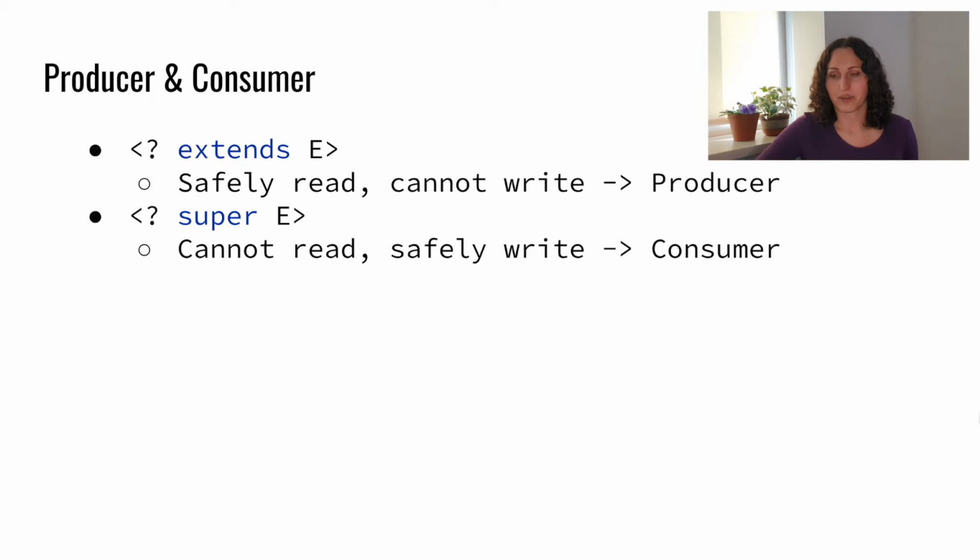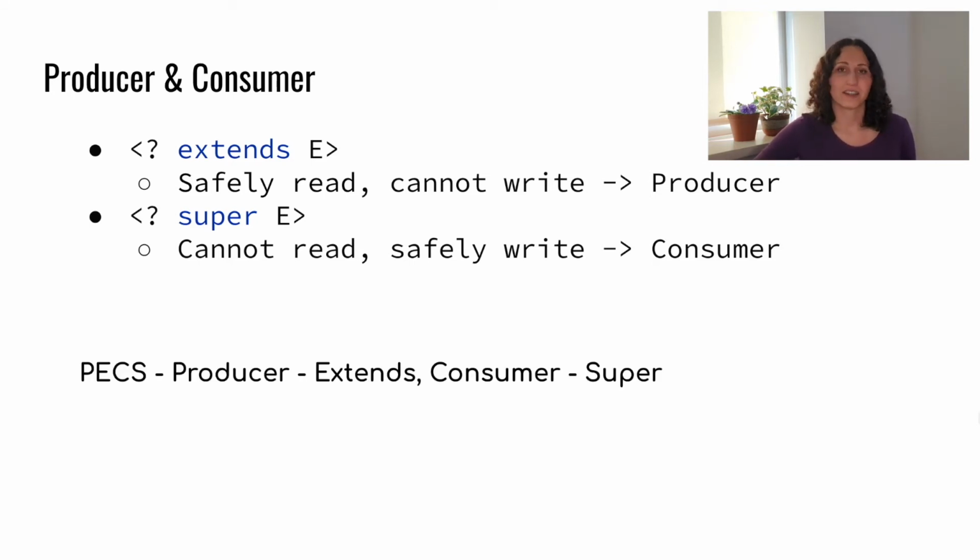If it's the other type, if you can't read elements of this type but can safely write, such a class is called a consumer. Because it just consumes values, it doesn't return them. And there is a very simple mnemonic rule, PECS, which means producer extends, consumer super. That's how you can quickly understand which option you should use here, extends or super, in your wildcard type.